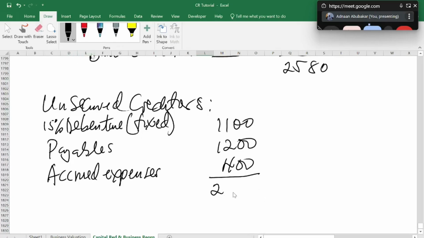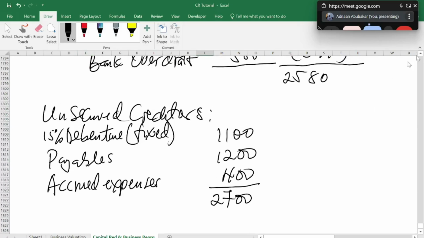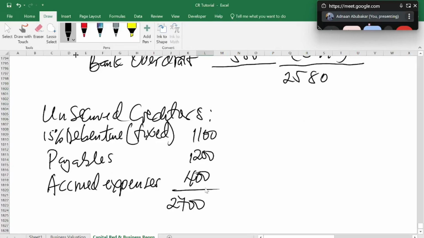Now, have you seen this balance? Watch very carefully what I'm doing here. We have to pay 2,700. How much balance do we have? 2,580. So can we pay the other person? No, we have to prorata it. You understand? We can't pay in full, there's a difference of 120. So all you have to do is prorata.